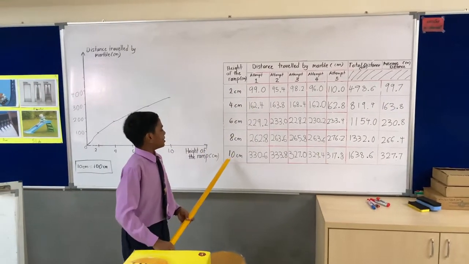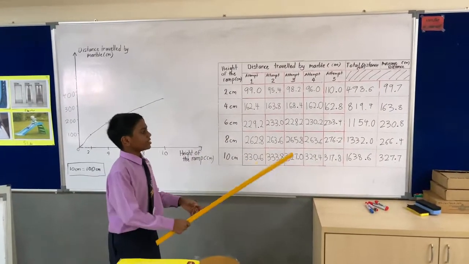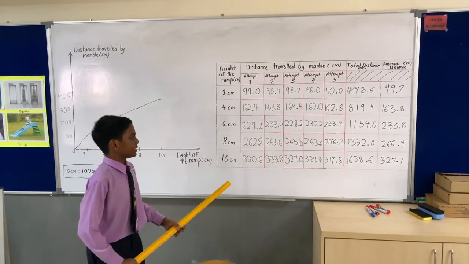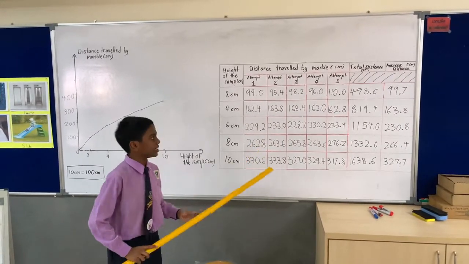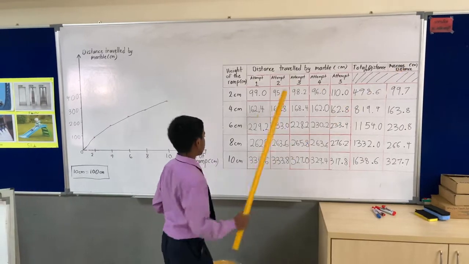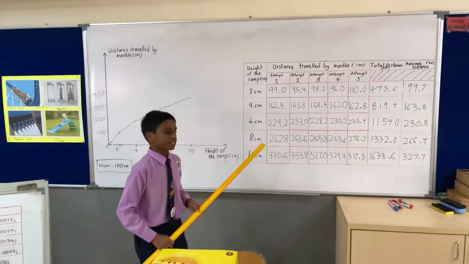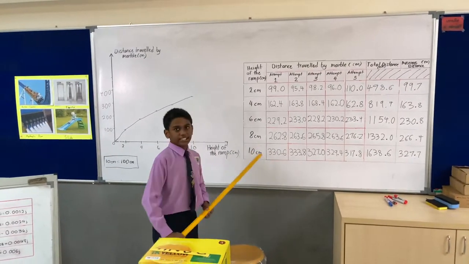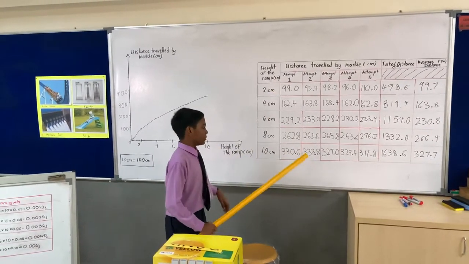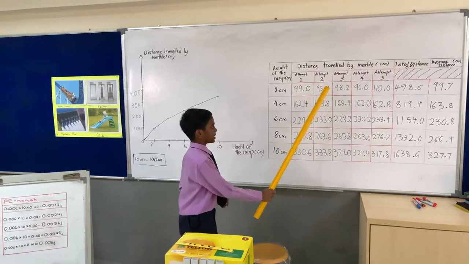Whereas when the marble is released at 10 cm height, the range of distance traveled by the marble is between 300 to 350 centimeters. The average distance traveled by the marble at 10 cm height is 327.7 centimeters. When the marble is released at 10 cm height, the distance traveled by the marble is longer compared to the other heights.